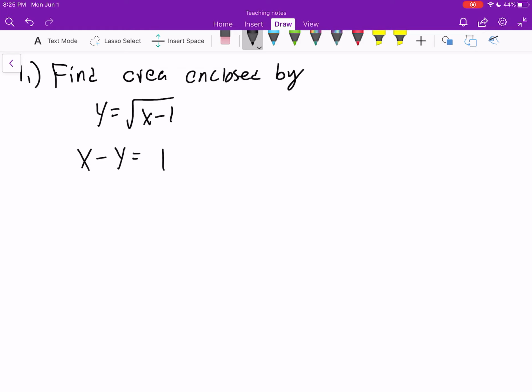So the first thing I'm going to do is solve these both for y, and the first one's already solved for y. So we get y is equal to the square root of x minus 1, and y is equal to x minus 1.